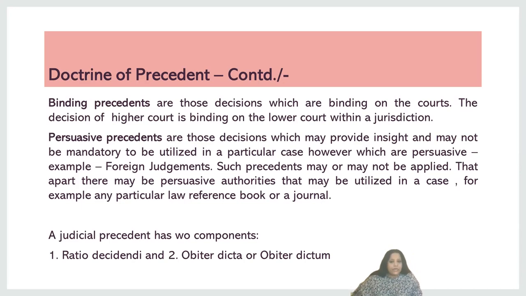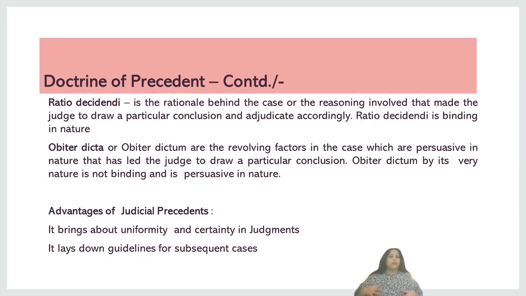Apart from that is obiter dicta, which is persuasive in nature. These are just the revolving factors around the case, which may be persuasive in nature, that have normally led the judge to a particular conclusion. So let's see what the slide says. Ratio decidendi is the rationale behind the case or the reasoning involved that made the judge draw a particular conclusion and adjudicate accordingly. So ratio decidendi is basically binding in nature. It is a very important component of a precedent. Precedent comprises two components, ratio decidendi and obiter dicta. Ratio decidendi is binding in nature, the rationale behind the case, and obiter dicta is persuasive in nature.